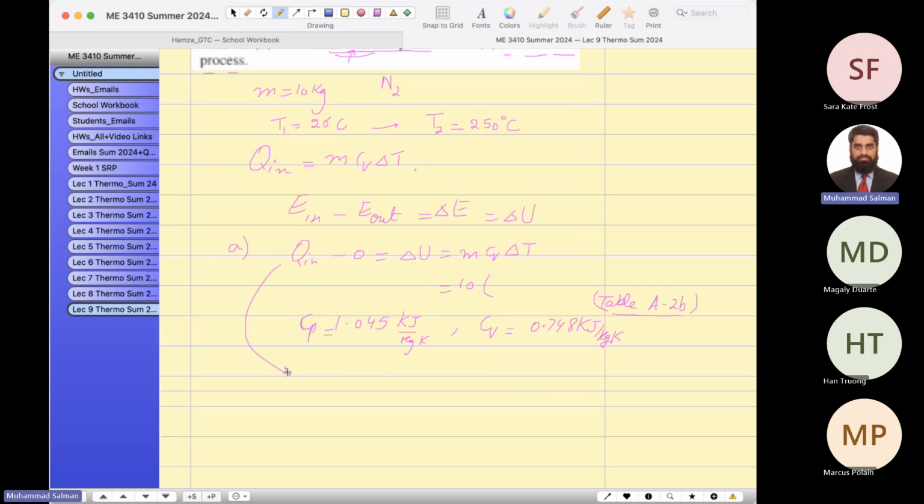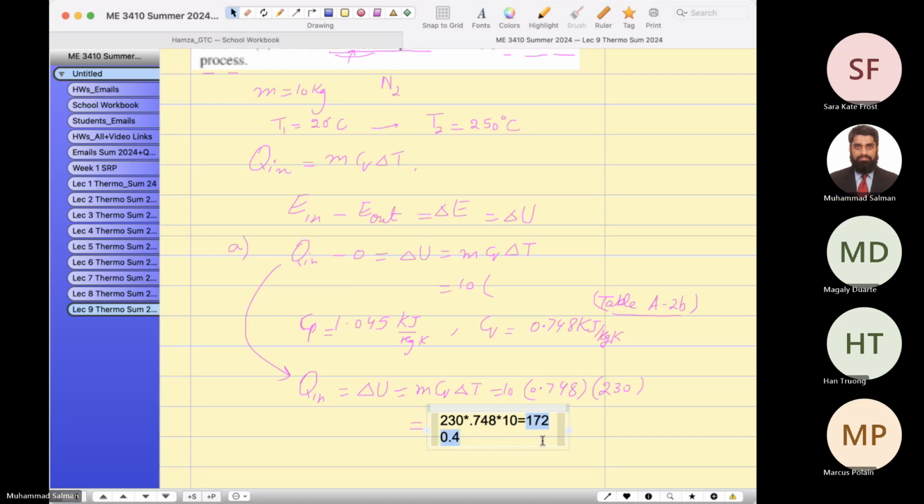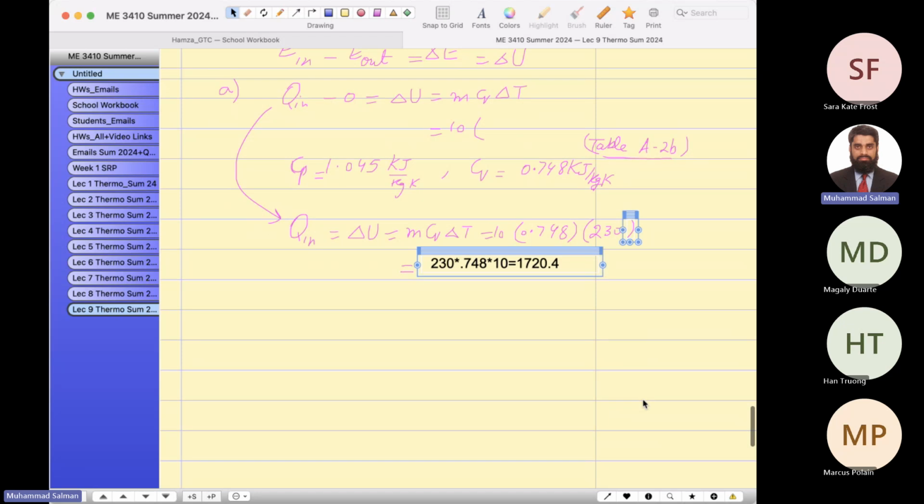So I can rewrite here Q in equals delta U. What is delta U? mCv delta T. m is 10, Cv is 0.748, delta T is 230. So if you do the math, what do you guys get? Let me start from 230 times 0.748 times 10, I get 1070.4 kilojoules. This is in kilojoules because of the Cv in kilojoules.